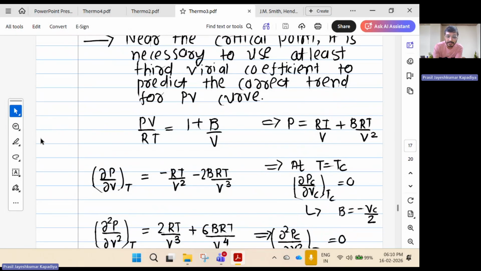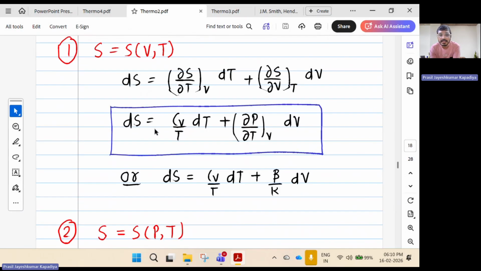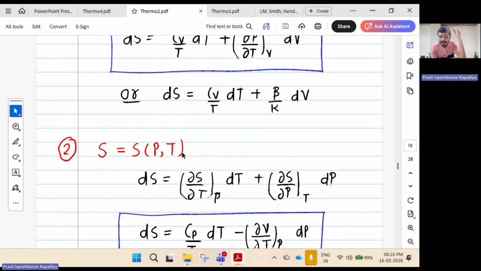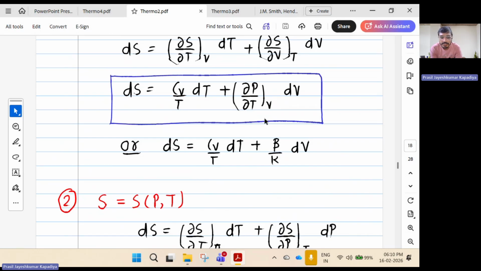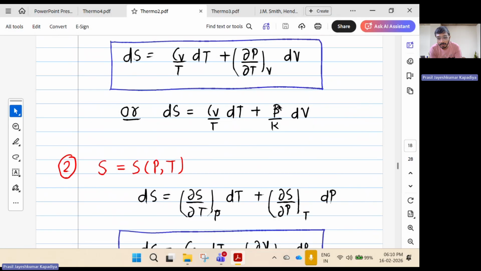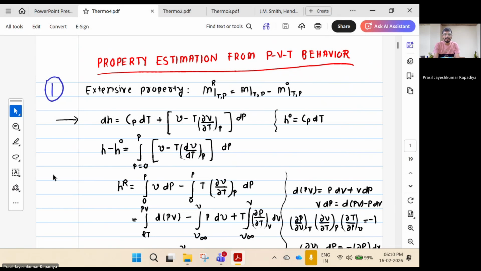Now we have studied real behavior of gas, and we were stuck here at dS, this equation: Cv by T dT, and Cp by T dT plus this term. For ideal as well as real gases, this term is not going to be zero. I'm sorry, I made a mistake earlier. So these two terms for a real gas will be different, and that is what we are going to do in today's class.